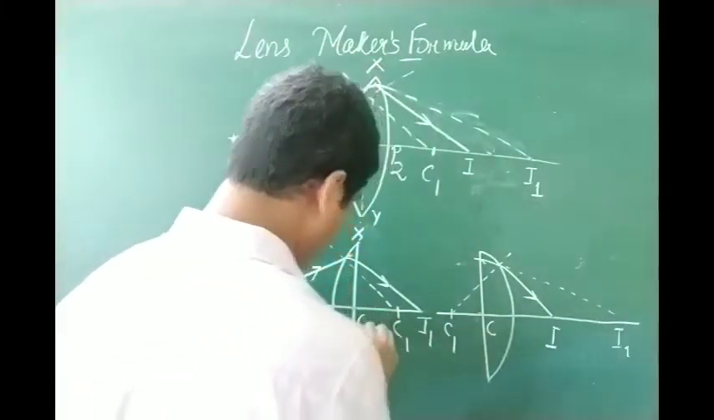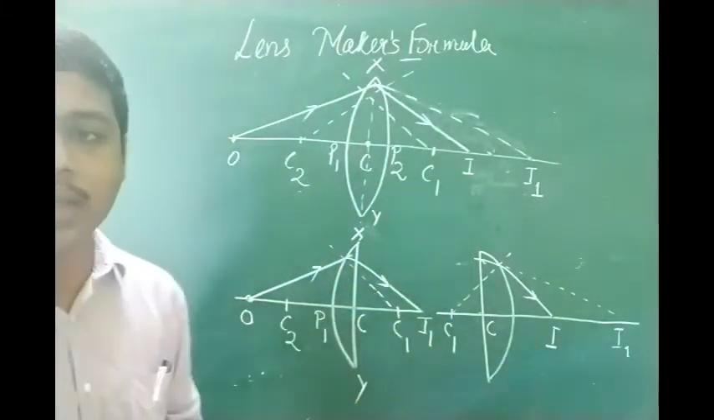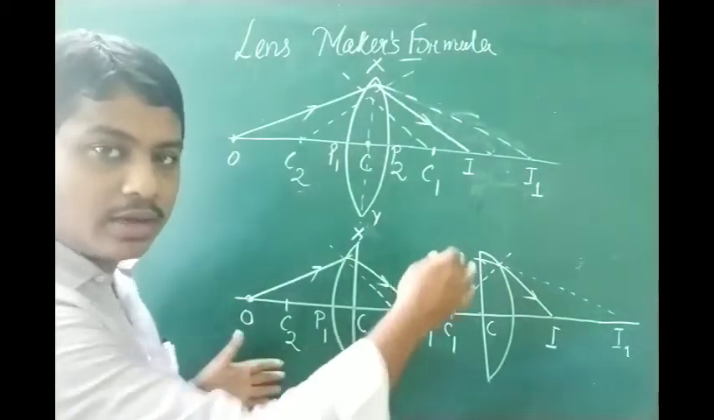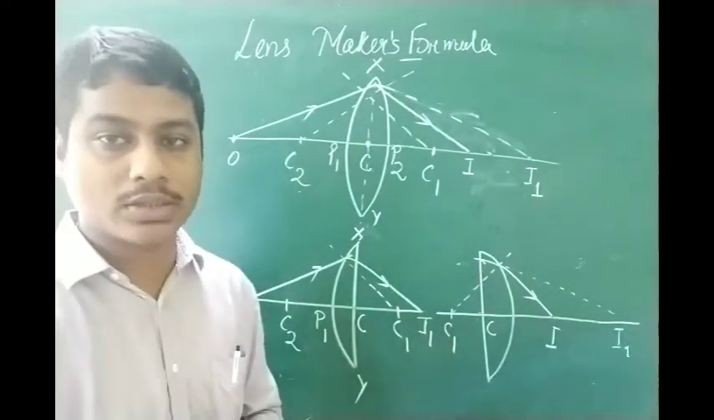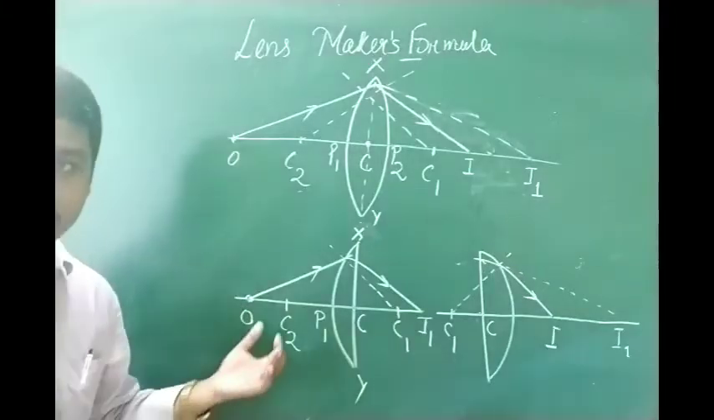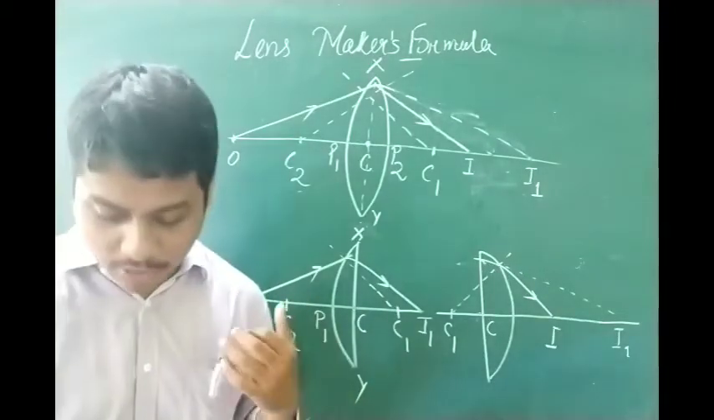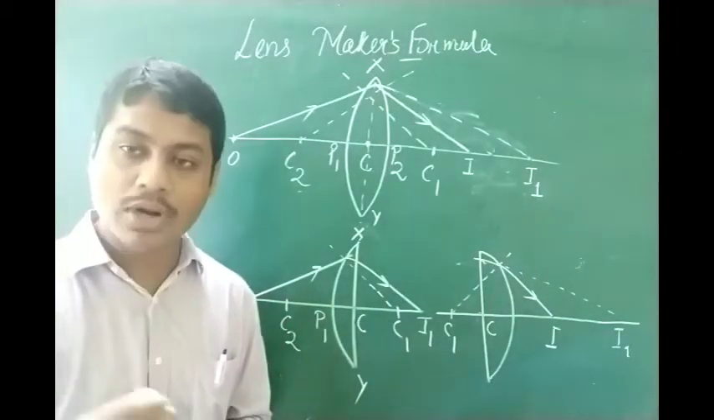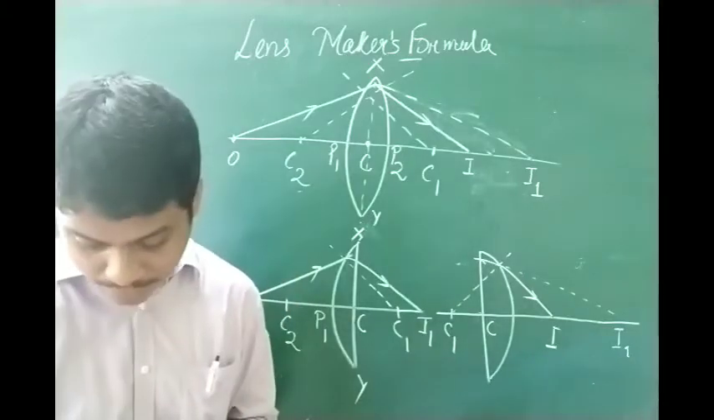Okay, this is our diagram. So this is how the diagram is being split. So you can see how it works. Now let me go to how to calculate the lens maker's formula. For that we need both the formulas that we have done previously.